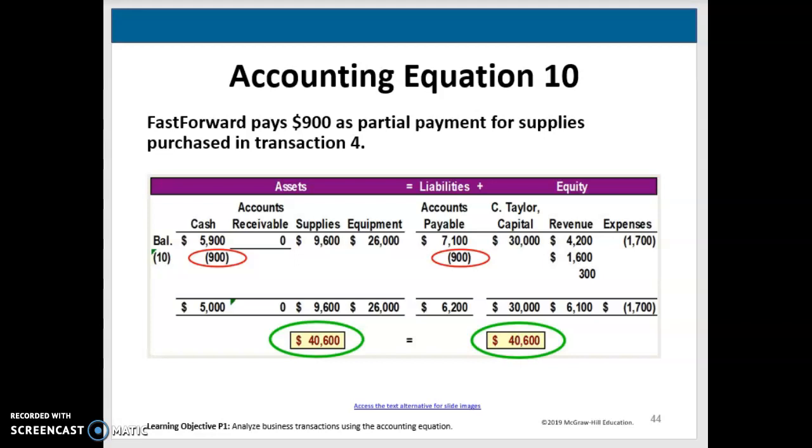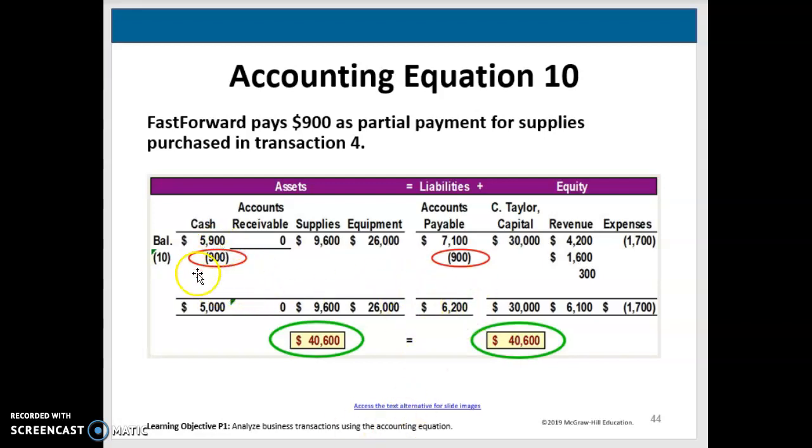Okay, last part for chapter 1. So we'll continue with this accounting equation for transaction number 10, and it shows us here that we paid down the amount that we owed. So we had accounts payable of $7,100. We made a partial payment of $900. So it reduced the liability that we owe, and it brought it from $7,100 over here to $6,200.